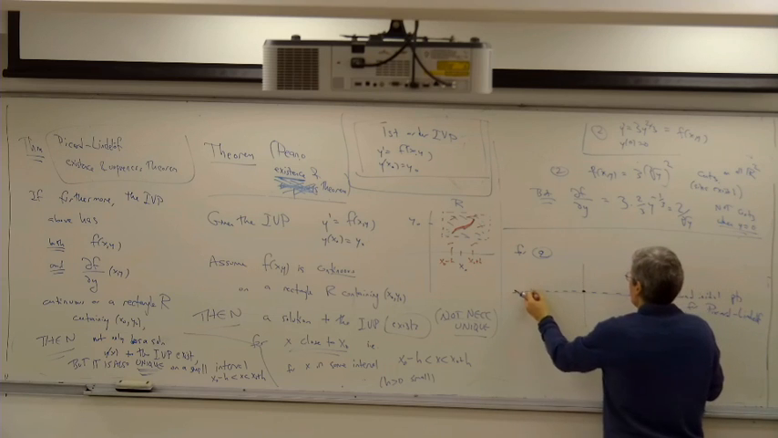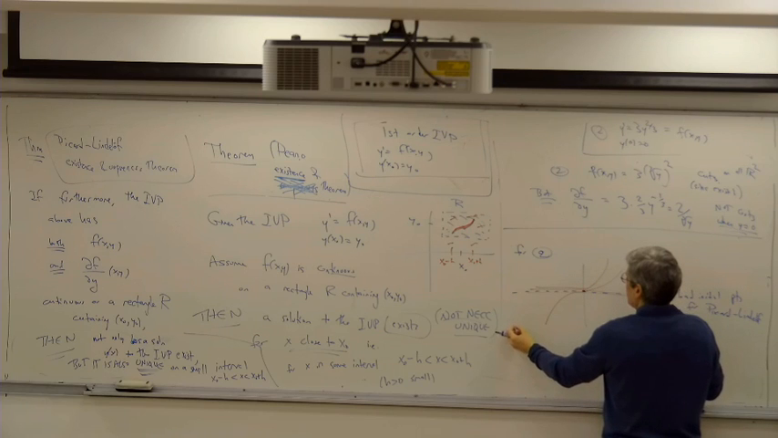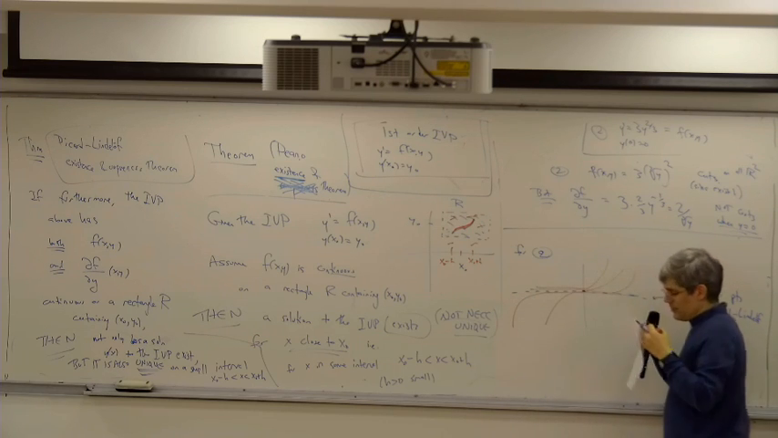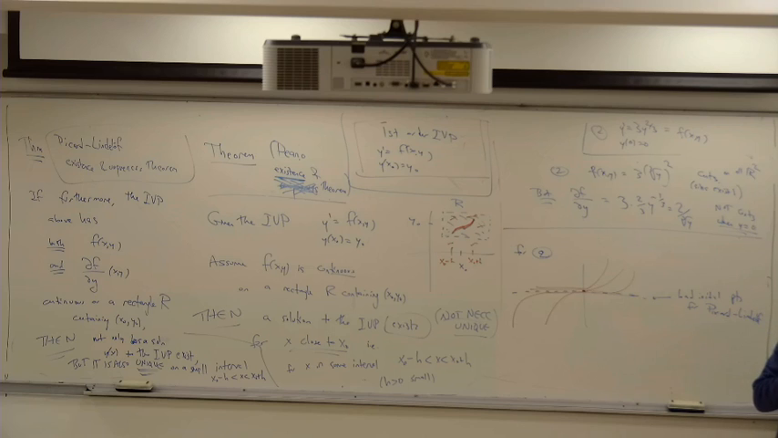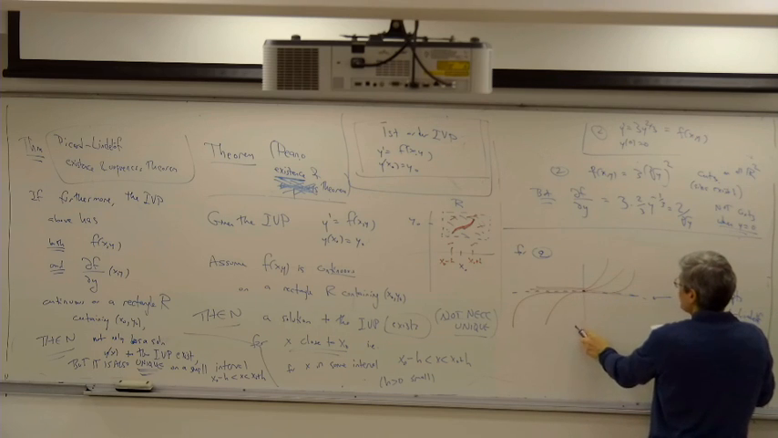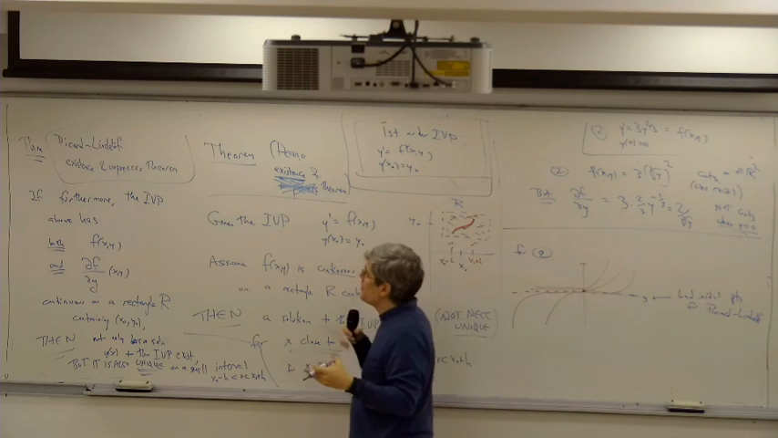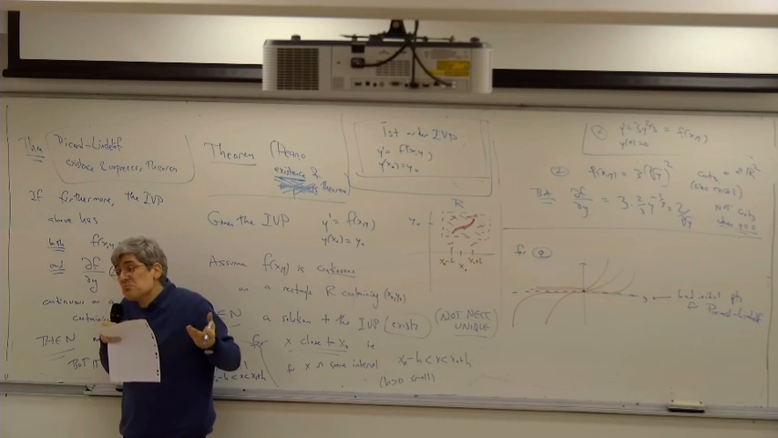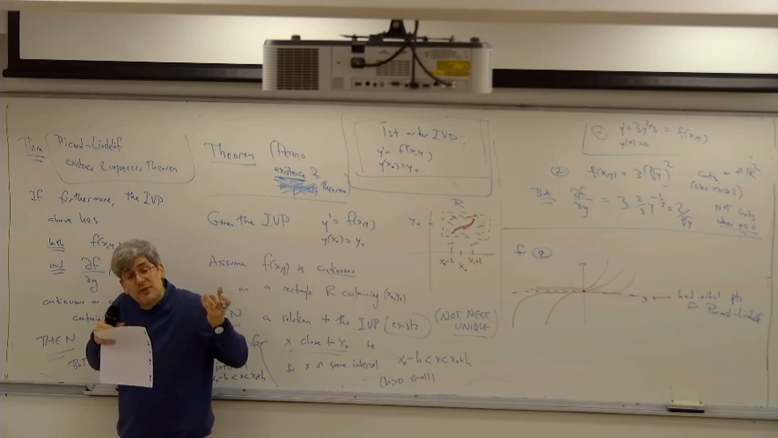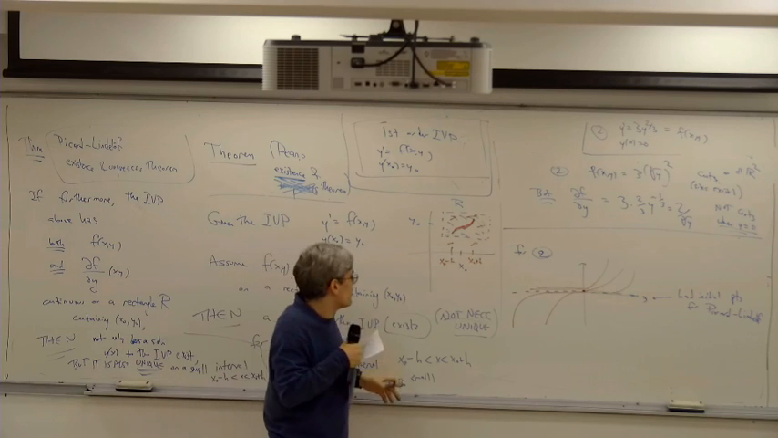So you can either go like this, or you can go like this, or you can go like this, or horizontal, all sorts of solutions passing through this initial point, because that's a point where the hypotheses are not satisfied, and so you cannot deduce uniqueness from the theorem. The theorem tells you the solution might not be unique. You're not sure. You have to think more about it in those situations.